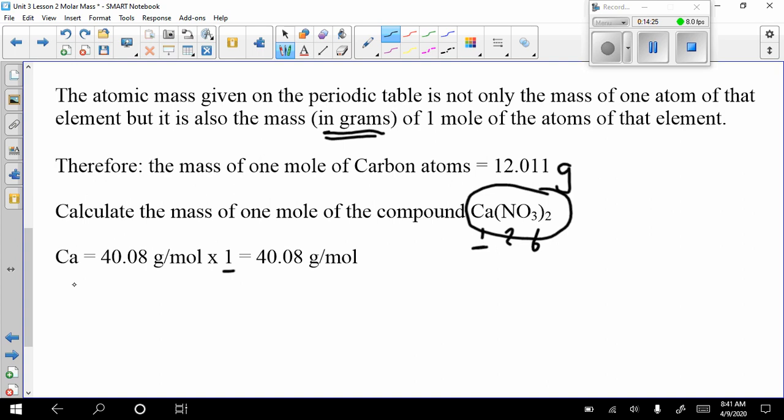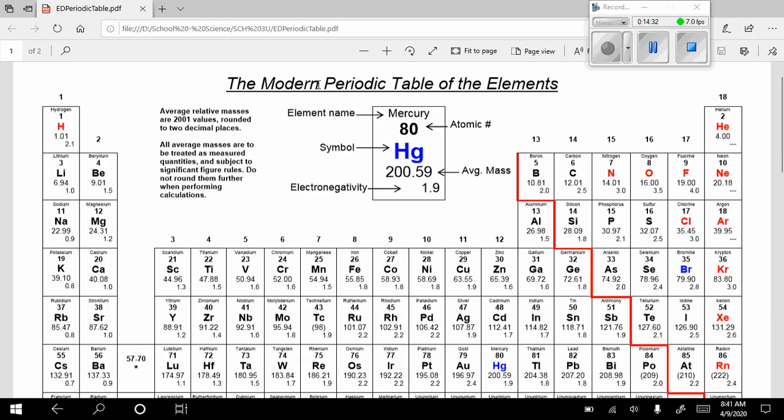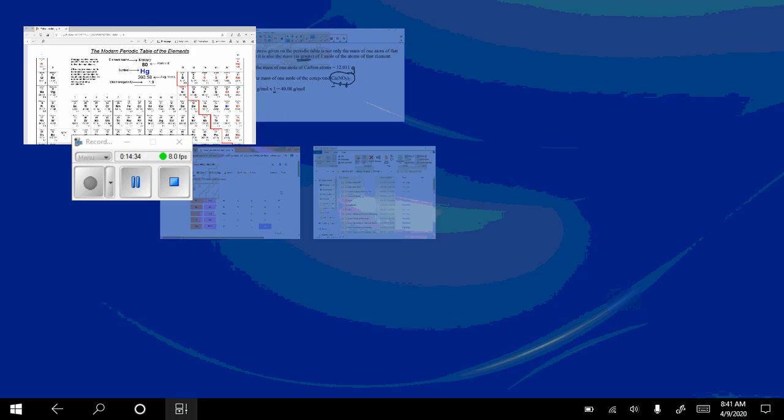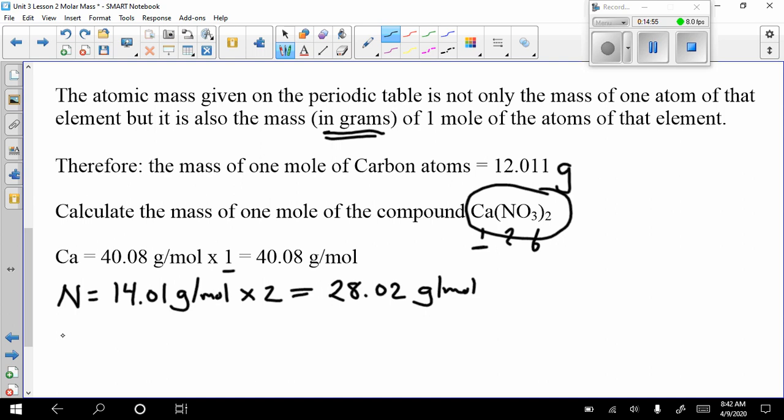because there's only one atom in calcium nitrate. Then I would go to nitrogen, and I'm just going to quickly look over at my periodic table, and nitrogen I see is 14.01. And so I'd go 14.01 grams for every mole, and there are 2 of them. And so I can see that that's going to be 28.02 grams per mole.